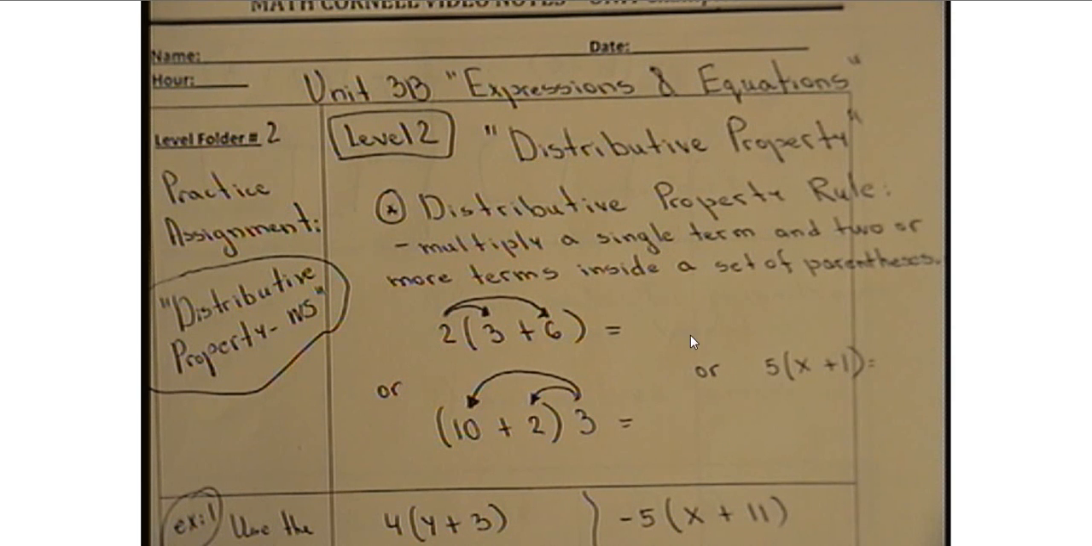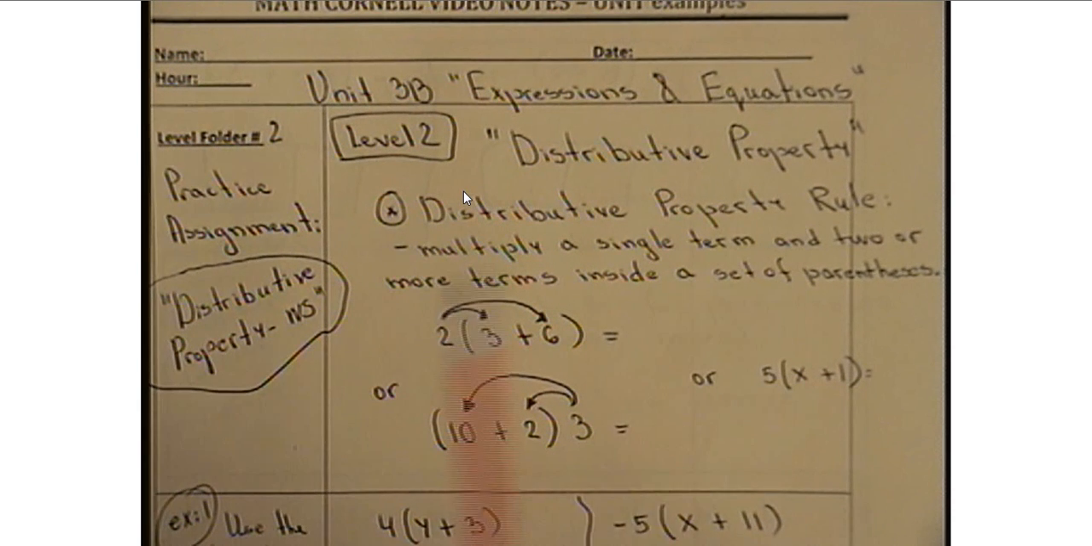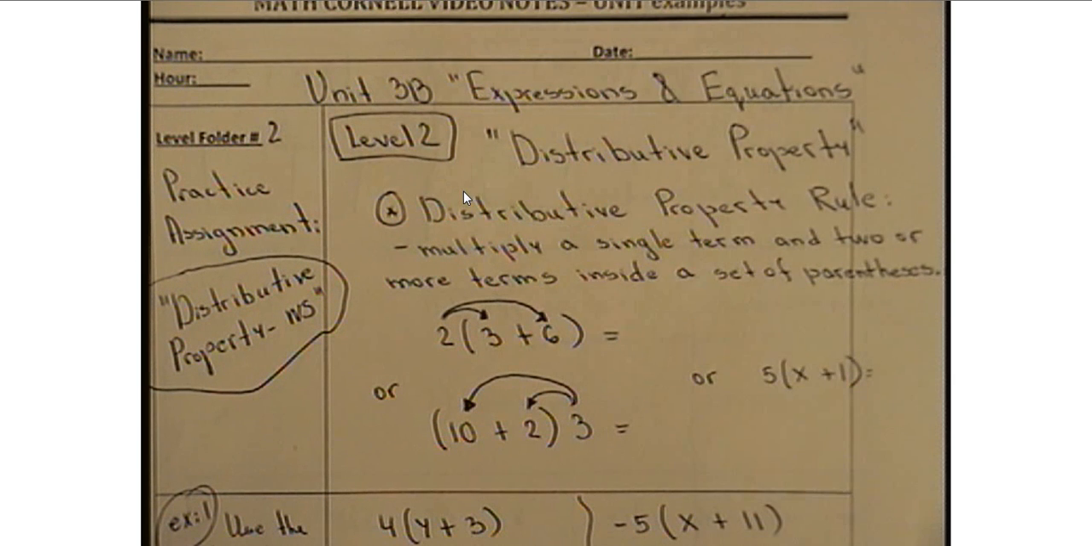After we're done with the lesson, the distributive property worksheet will be the assignment that you're supposed to complete. And let's begin with the definition. So, distributive property rule: we multiply a single term and two or more terms inside a set of parentheses. By reading the rule, it doesn't mean anything. It's a little bit confusing. So let's apply it with an actual example.